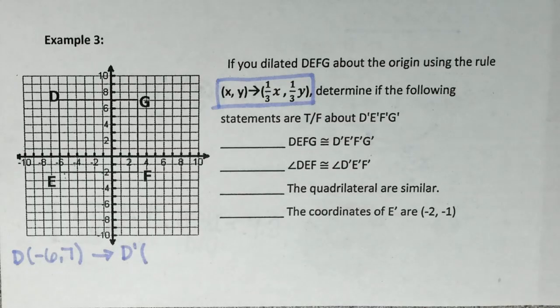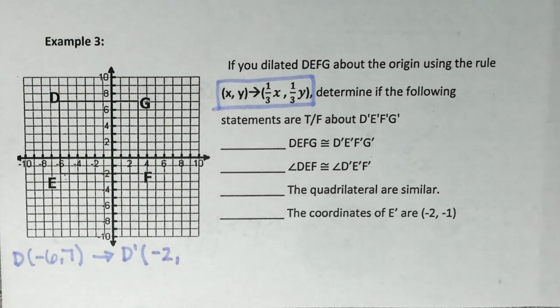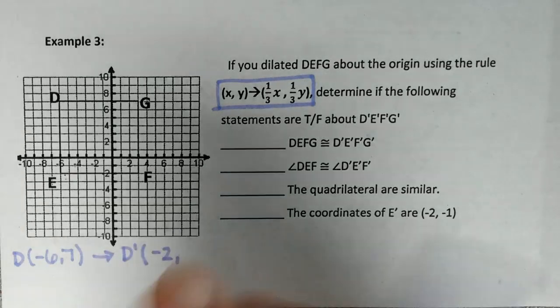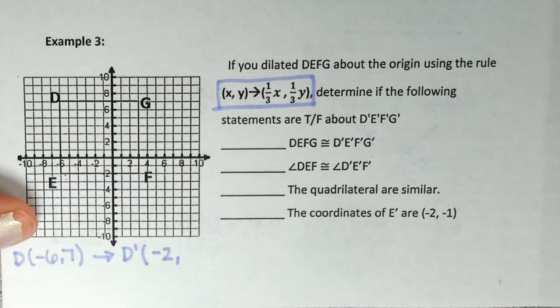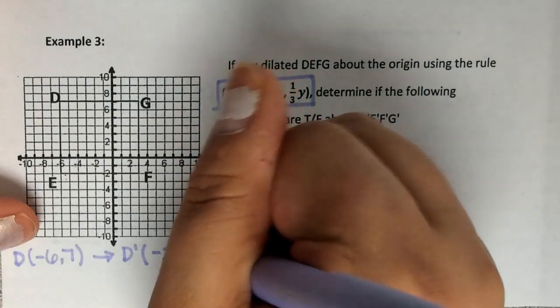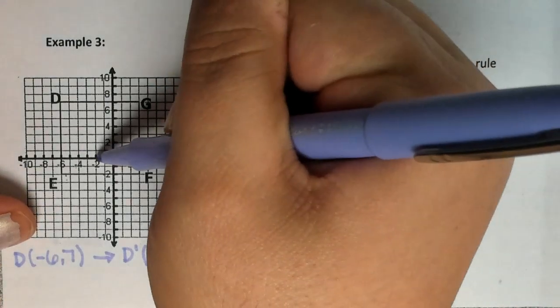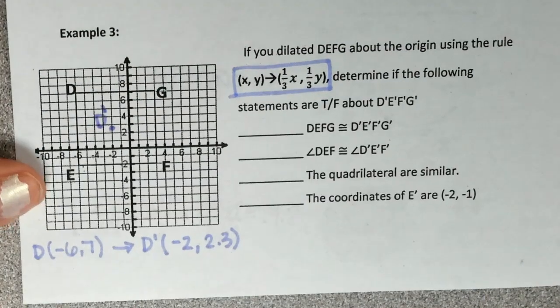What is -6 times 1/3? -2. Yeah, use your calculator. It's about the origin, so you have to look at where this is at. And then what is 7 times 1/3? 2 point what? Okay, we'll just do 2.3. And then plot that. -2, 2.3, somewhere right there. Estimating is what I like to call it.